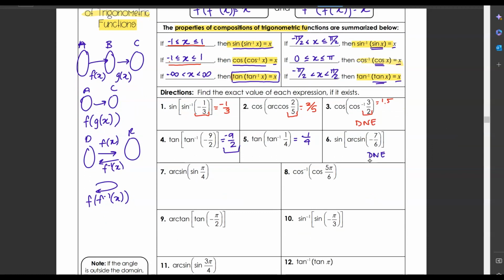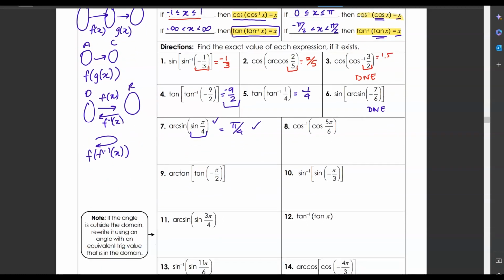So number 7, I'm starting with the sine function. I'm looking at pi/4. I need to make sure it's within my domain of -pi/2 to pi/2. And the answer is it is. So therefore, this is going to equal pi/4. All right, go ahead and try 8, 9, and 10.